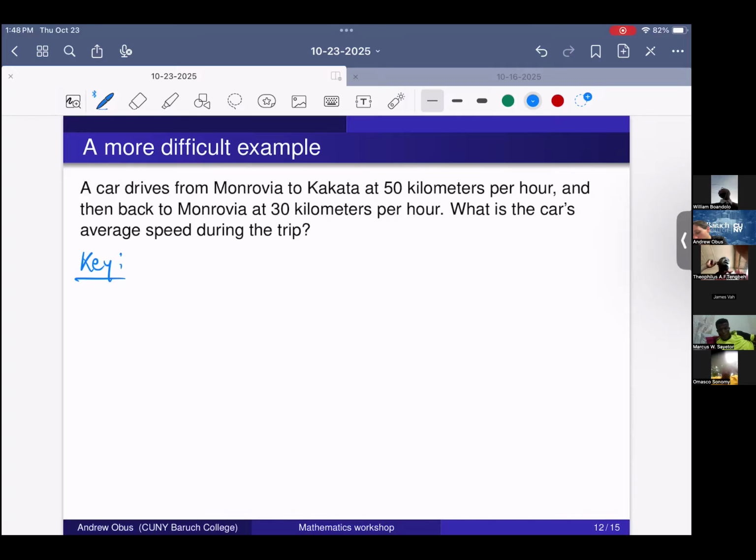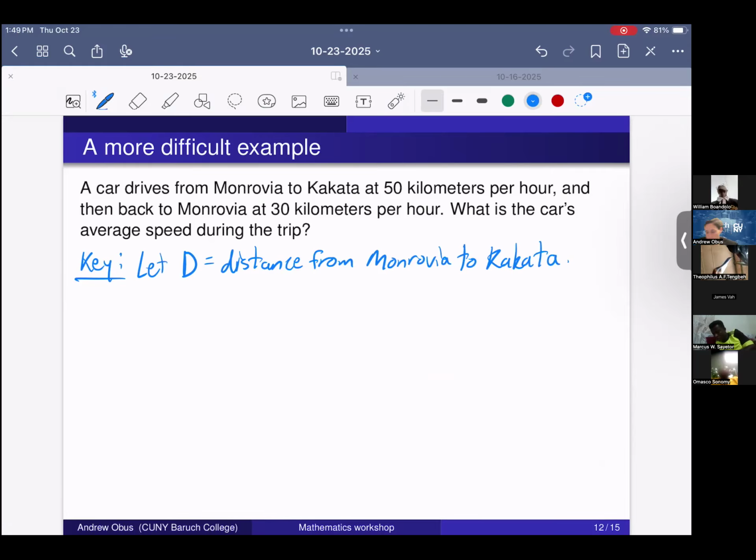So the key is going to be, I'm going to let capital D be the distance from Monrovia to Kakata. I use these two examples because these are the first two places that I went to in Liberia. So let this be the distance. And we actually don't need any more variables. That's really the only unknown here.